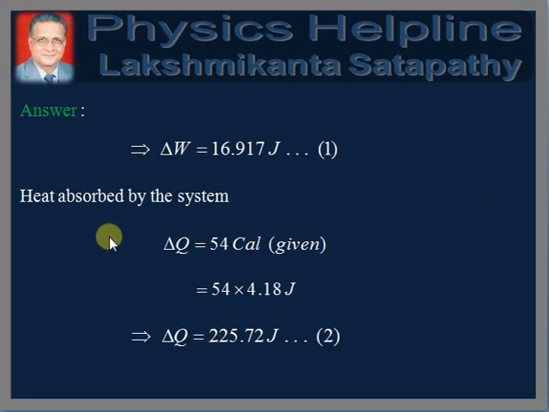Now, for the heat absorbed by the system, it is given in the question that delta Q is equal to 54 calories. But we want to convert it into joules, which is equal to 54 × 4.18 joules. Simplifying, we get delta Q is equal to 225.72 joules.